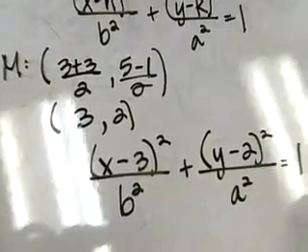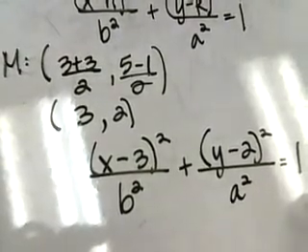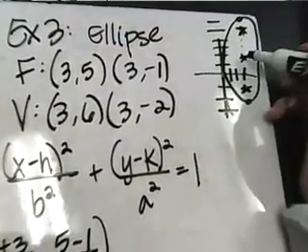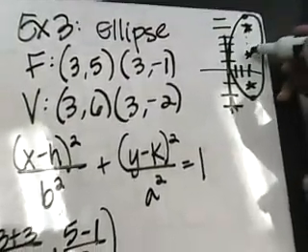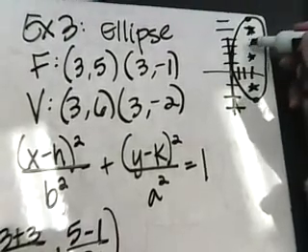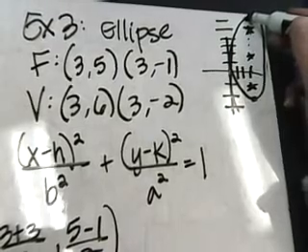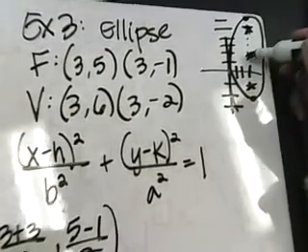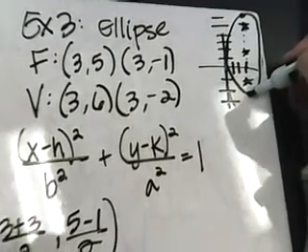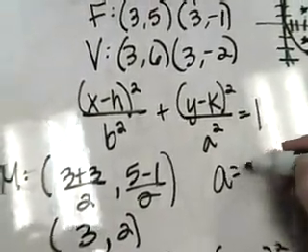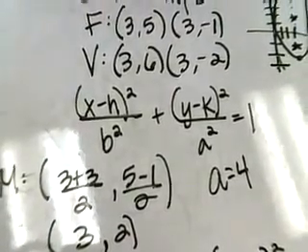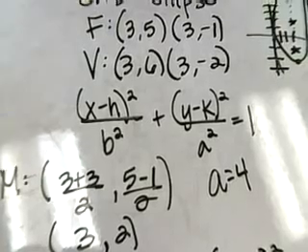Now it says find A, which is the distance between the vertex and the center. Well, you've already found the center, so let's just count. How far would it be from (3, 2) to the very top, (3, 6)? 1, 2, 3, 4 spots. Let's double check. Let's go down to the other vertex. 1, 2, 3, 4 spots. So that tells me A is 4. Then it says, and C is the distance between the focus and the center, and B.